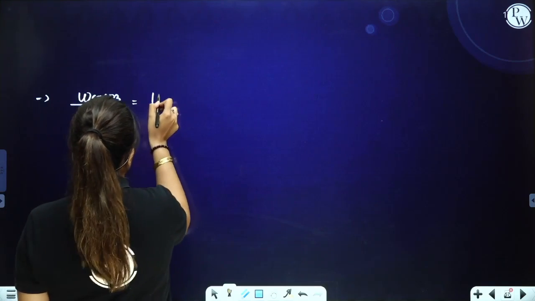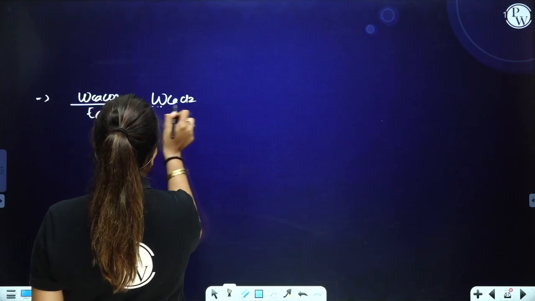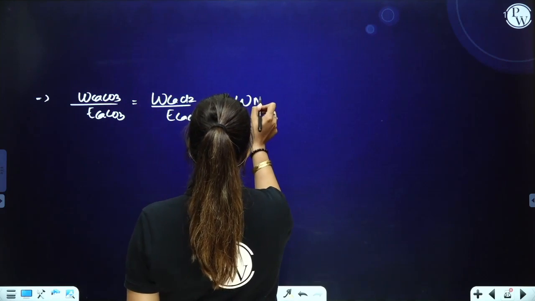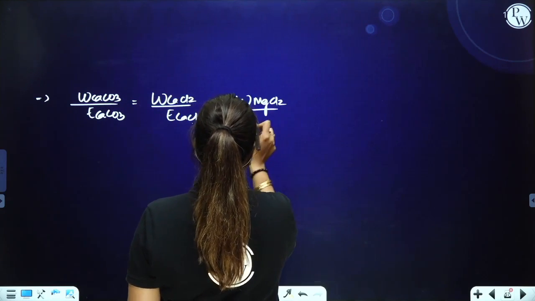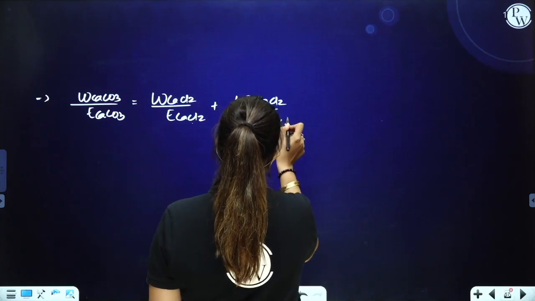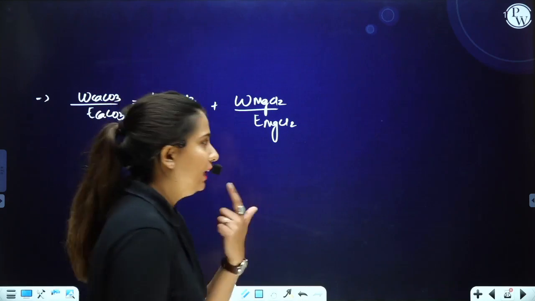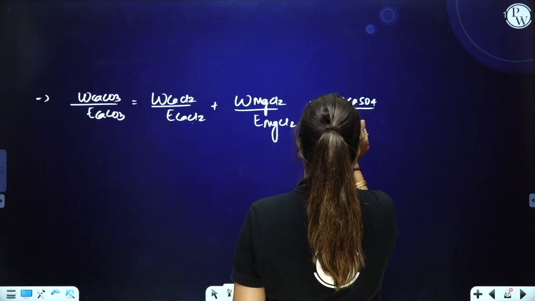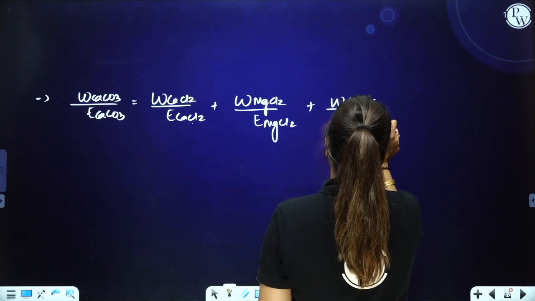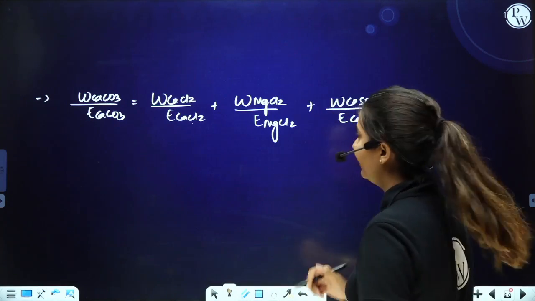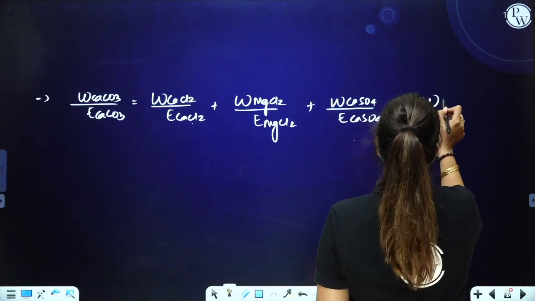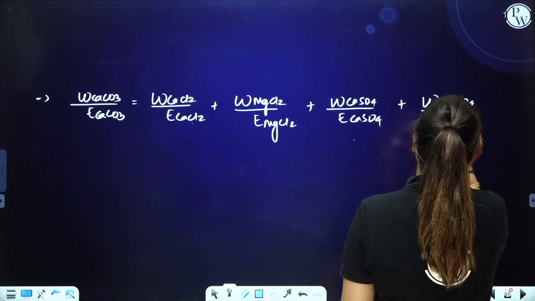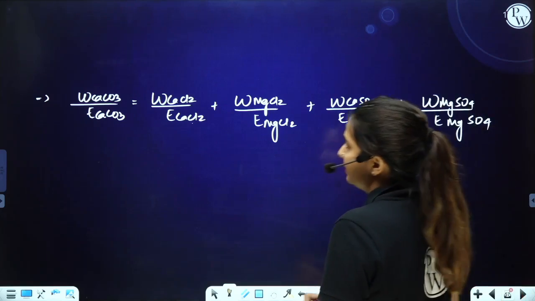Okay, we can have weight of calcium chloride divided by equivalent weight of calcium chloride. We can have weight of magnesium chloride divided by equivalent weight of the magnesium chloride. We can have the weight of the calcium sulfate divided by the equivalent weight of the calcium sulfate. Then we can have the weight of magnesium sulfate divided by the equivalent weight of the magnesium sulfate.